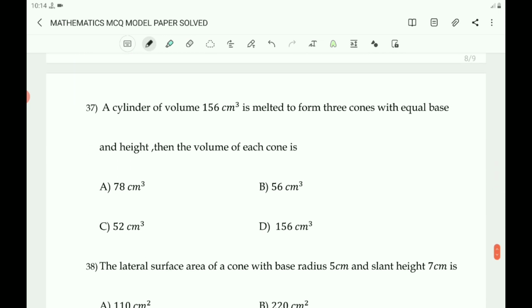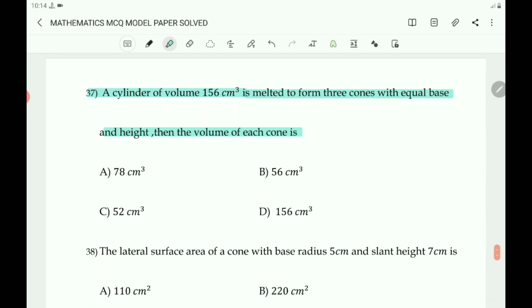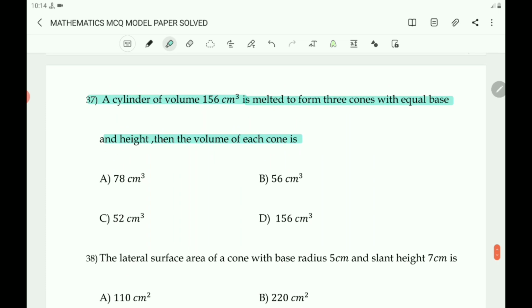Next you take question number 37. A cylinder of volume 156 cm cube is melted to form 3 cones with equal base and height. Then the volume of each cone is. Here, what is the volume of the cylinder? Volume of the cylinder is 156 cm cube, melted to form 3 cones with equal bases and height.